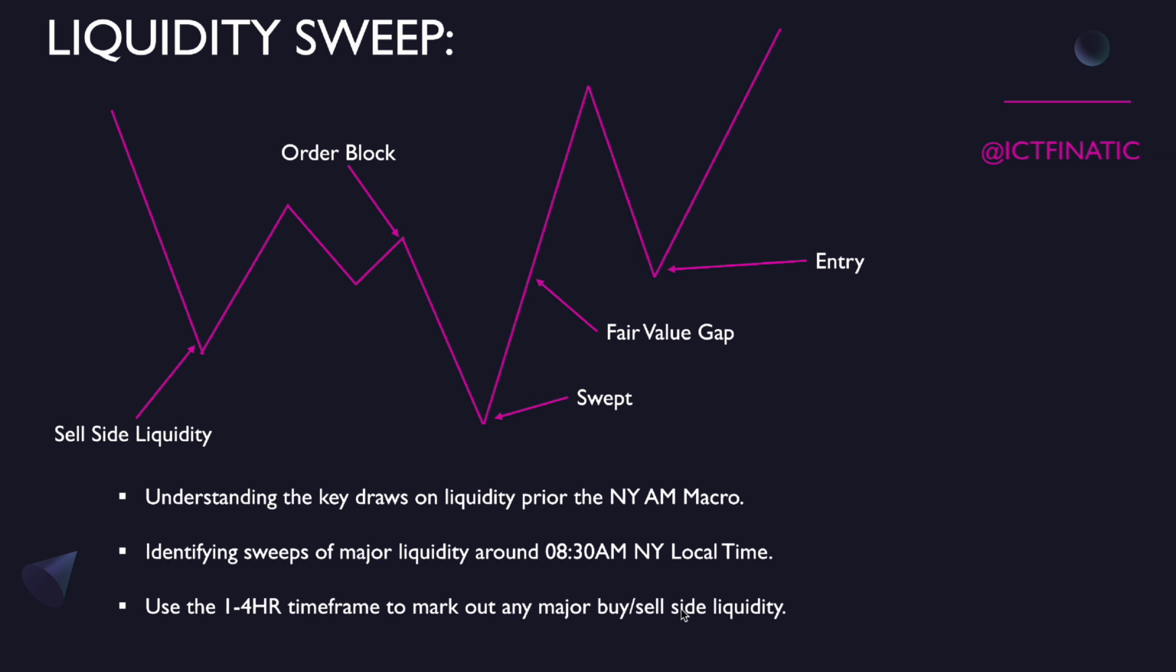To mark out major buy side and sell side liquidity, use the 15-minute to 4-hour time frame depending on your screen size, and you want to mark out those key levels prior to any of the macros, such as the New York AM macro or the PM session. For the New York AM session, you want to mark out London highs and lows if you can. They're not always present. Between 2 AM and 5 AM is the London session, and you want to mark out the highs and lows inside of that period. And now we've gone over liquidity. Let's dive into the next slide.